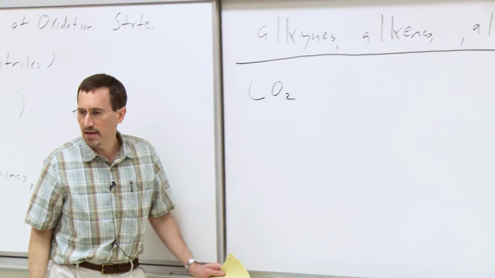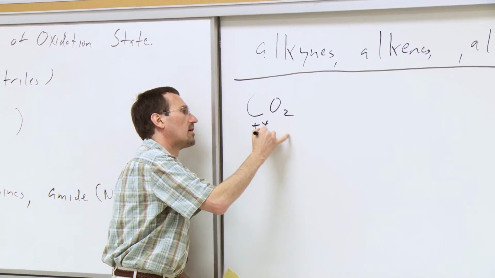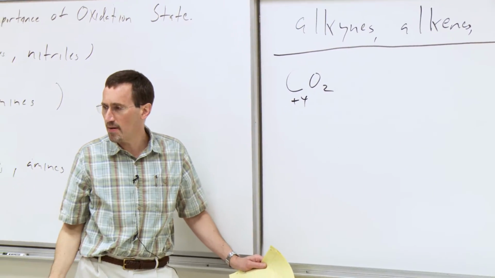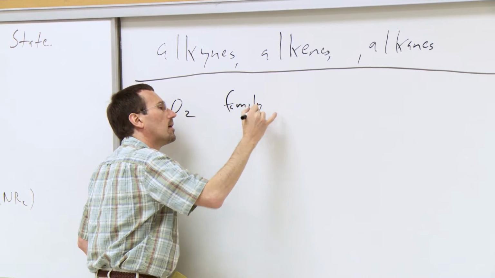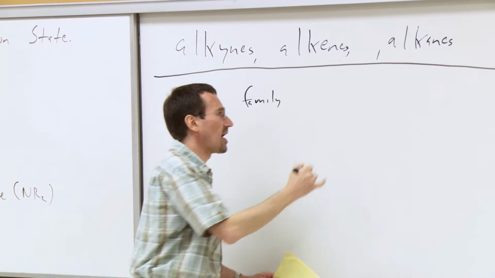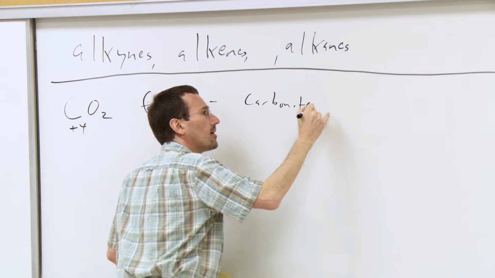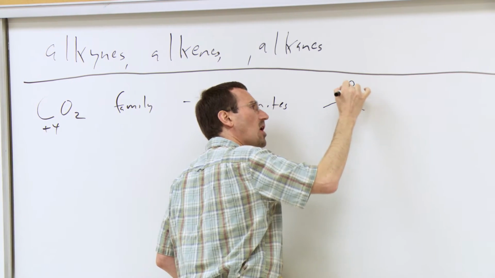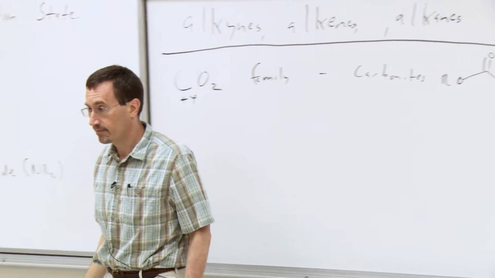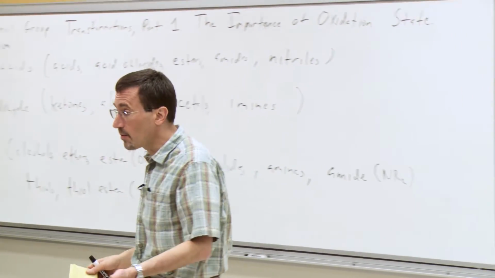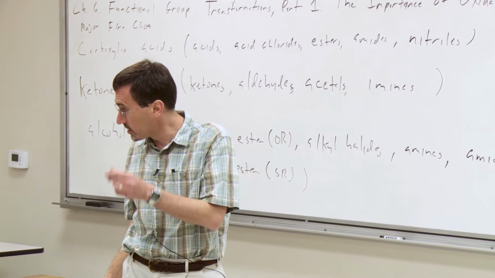carbon dioxide is fully oxidized carbon. It's +4 oxidation state. The carbon dioxide family includes important compounds. You've got carbonates. Basically, carbonates are the diesters of carbonic acid. It's an important functional group. It may well be one of the ones that's closest to you. It might be right under your rear ends.